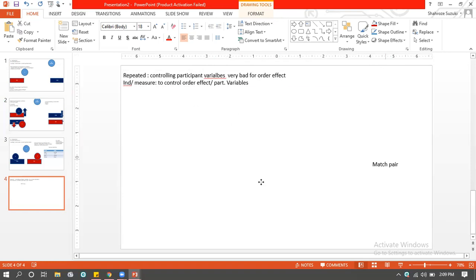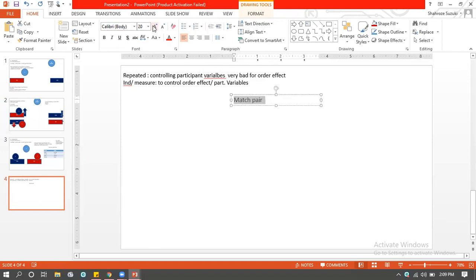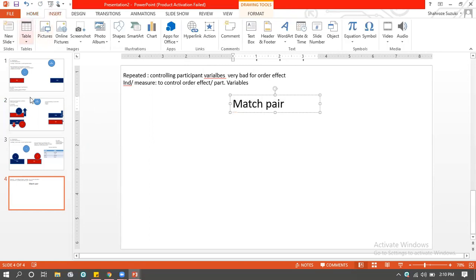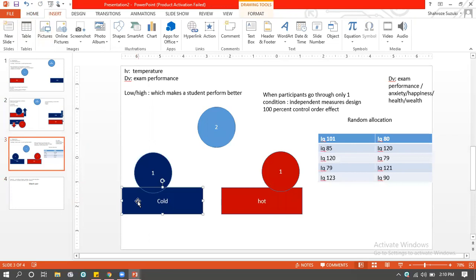How do you do that? What is that? Let's talk about it. So matched pair design, right? It is this word, matched pair. Okay. So let's suppose we're doing this condition again.